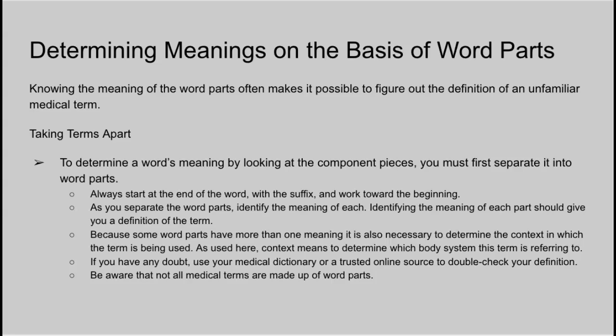To determine a word's meaning by looking at the component pieces, you must first separate it into word parts. Always start at the end of the word with the suffix and work towards the beginning. We start at the back and then we go to the front. As you separate the word parts, identify the meaning of each. Identifying the meaning of each part should give you a definition of the term. Because some word parts have more than one meaning, it is necessary to determine the context in which the term is being used. As used here, context means to determine which body system the term is referring to.